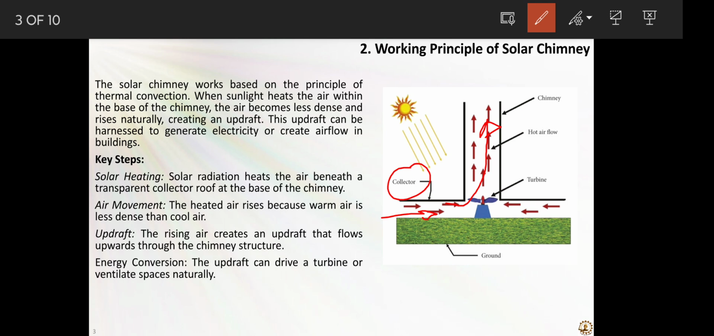Now if we install a turbine, as you can see in this figure here, then this updraft or the movement of the air will rotate the turbine, and from this we can create electricity.